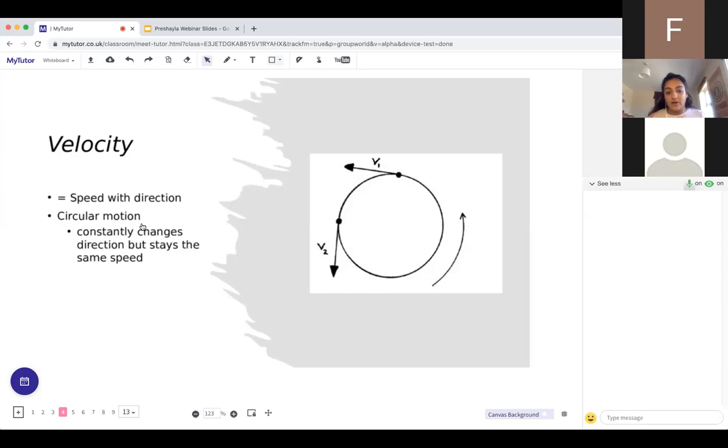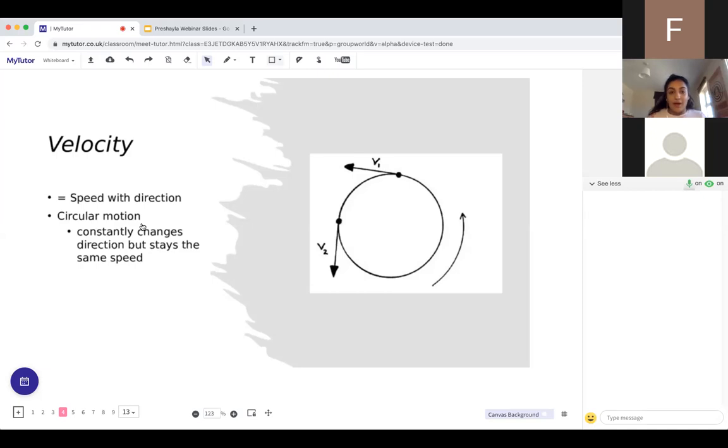And in our scenario of a car moving in a roundabout, the speed stays the same, how fast they're going stays the same, but the direction is constantly changing in every single point on that circle. So at one point, they're going to be facing that way, facing that way, facing that way, and constantly changing. And the direction constantly changes, so the velocity constantly changes. So we need to know this kind of scenario of what happens with velocity in circular motion. Okay, so speed stays the same, but the direction changes, so the velocity changes.